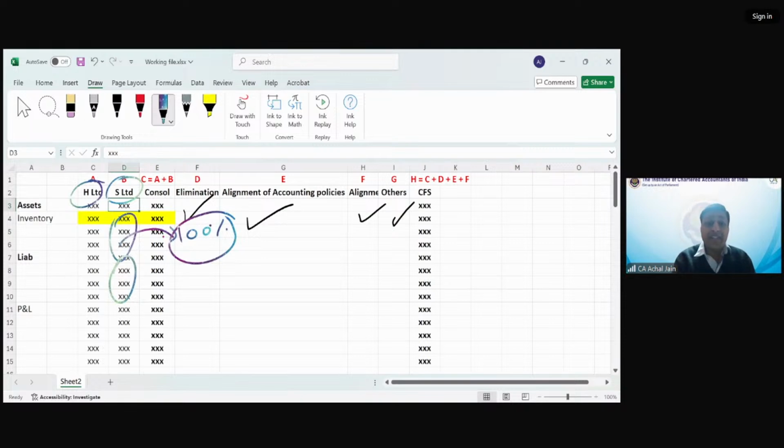Okay. So that means the 20% portion which does not belong to the group. I'm talking about the group right now. 20% share of the assets, liabilities, all of these items, which does not belong to the group, has been added in the consolidated financial statements of the group. Yes or no?